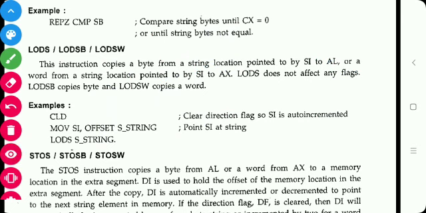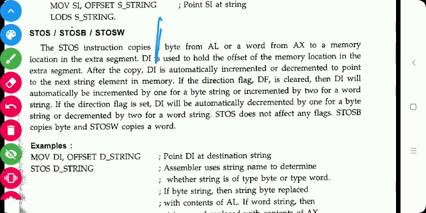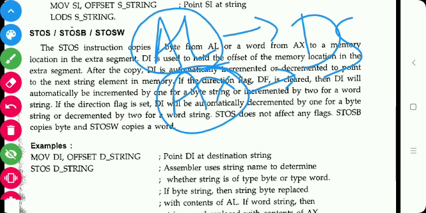Next, the opposite of LODS is STOS. This STOS instruction copies a byte or word from AL or AX to the destination. We know that destination strings are stored in the extra segment, so this STOS instruction copies a byte or word from AL or AX to the extra segment register.